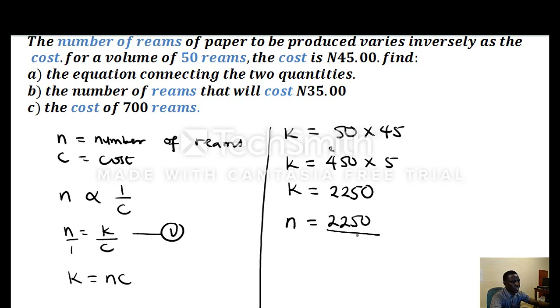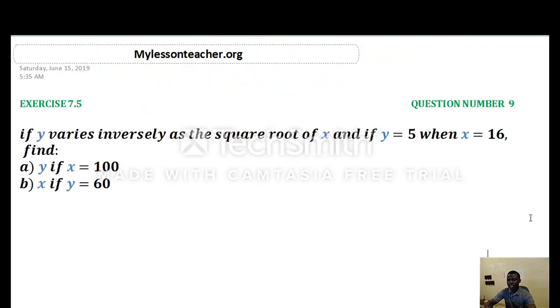So resubstituting the value of K into equation 1, we have N to be equal to 2,250 divided by C. So this is the relationship between N and C. So question 9 says, if y varies inversely as the square root of x, how do you write that in variation? We said y varies inversely as the square root of x. So as an equation, we have it that y is equal to K divided by root x.